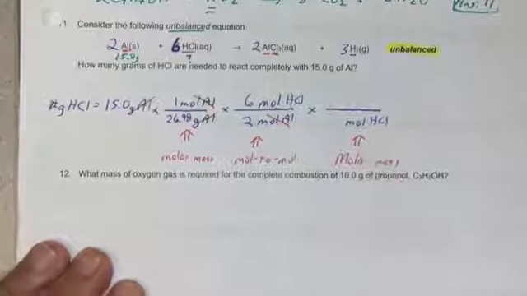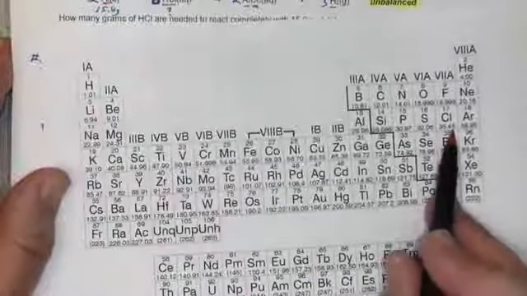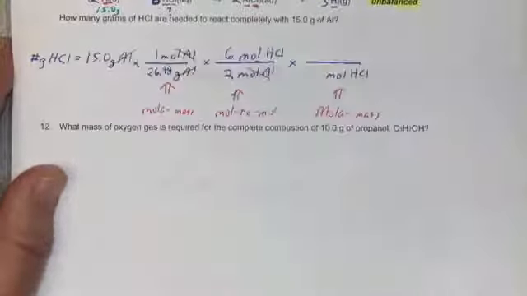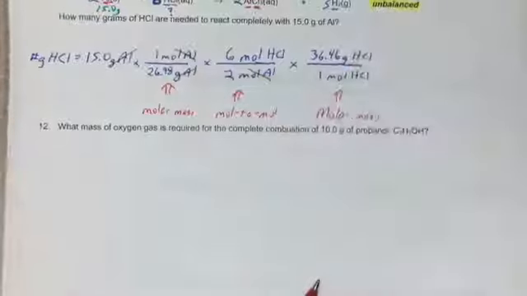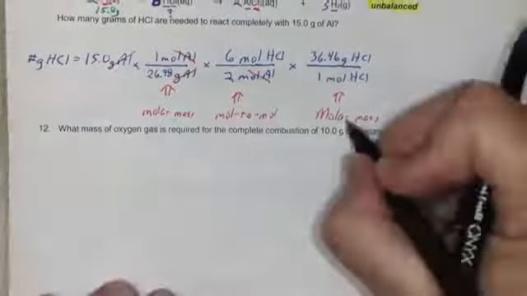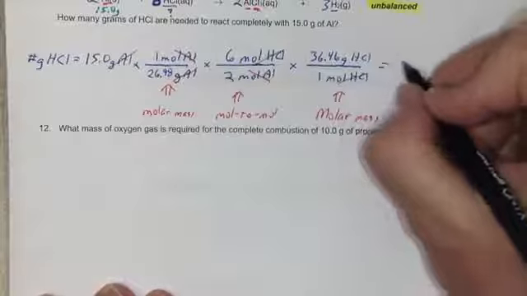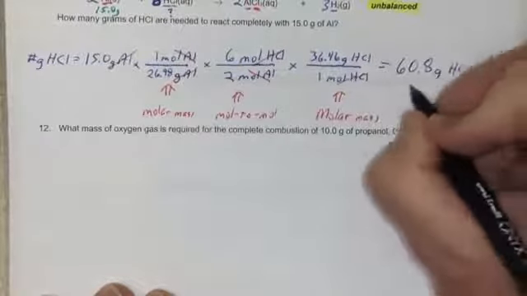So to get the molar mass of HCl, I go to the periodic table. Hydrogen is 1.01. Chlorine is 35.45. So 1.01 plus 35.45 gives me a molar mass of 36.46 grams of HCl for every 1 mole of HCl. That's the molar mass. So moles of HCl cancel. I have it in grams of HCl, which is what I'm looking for. And this calculates out to be 60.8 grams of HCl.